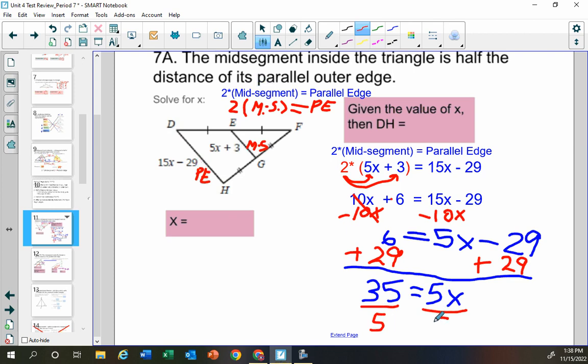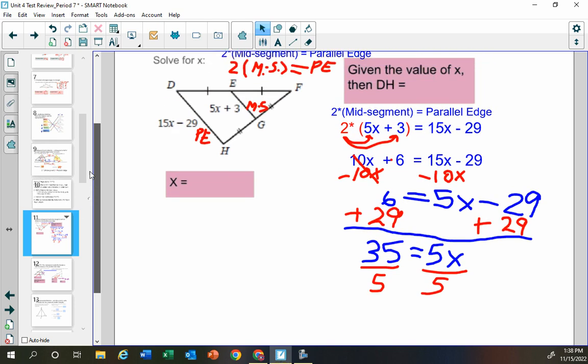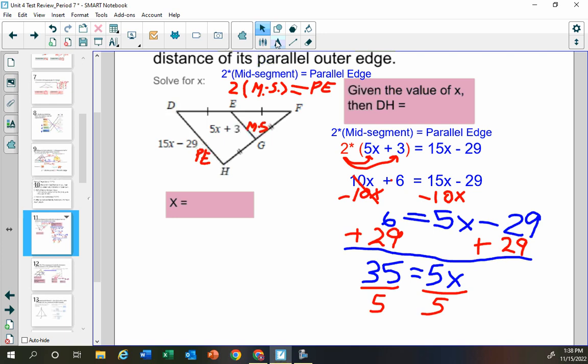But that's only after you have moved your terms. Keep your variables on one side, not variables on the other. We divide 35 by 5. And then we get, so then what do we get for that x value? We get 7. X is 7. Seven is x, or x is 7.